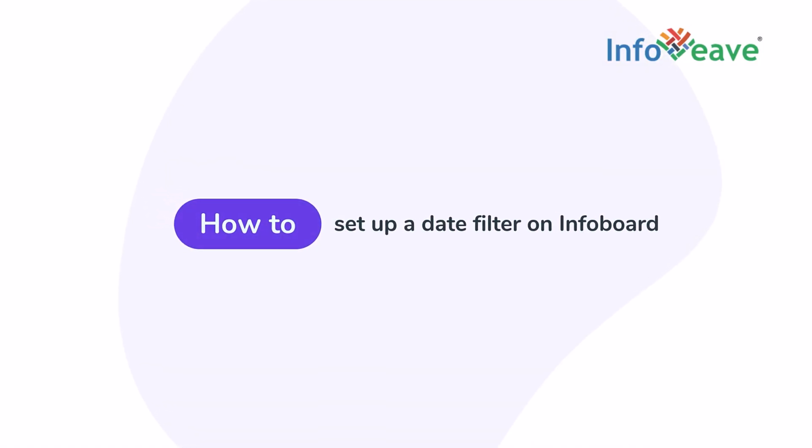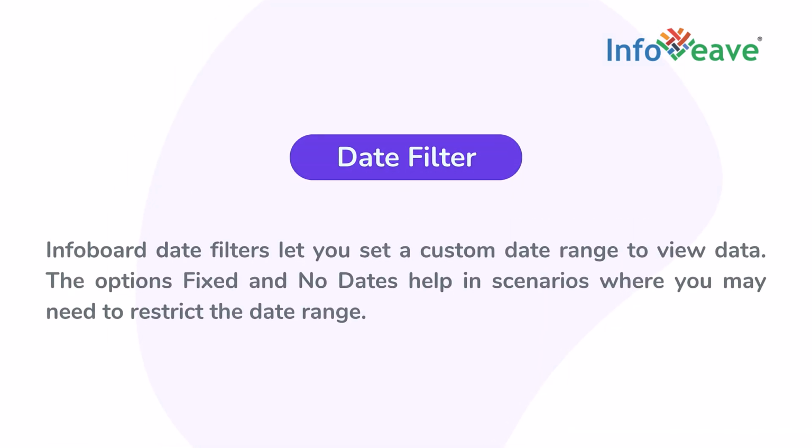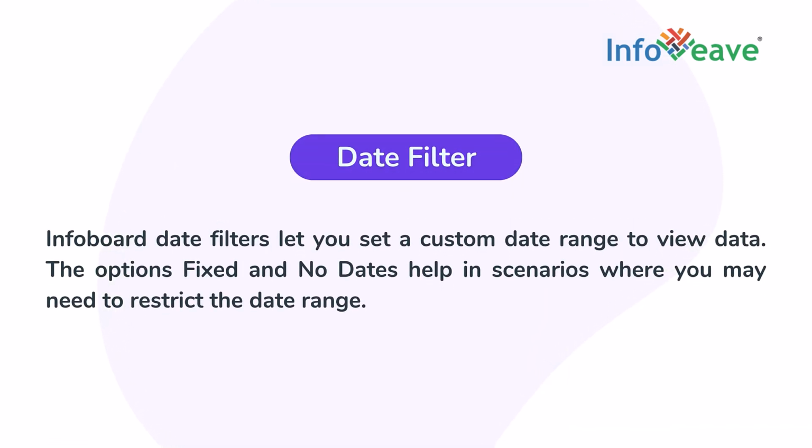Here is a quick video on how to set up a date filter on Infoboard. Infoboard date filters let you set a custom date range to view data. The options fixed and no dates help in scenarios where you may need to restrict the date range.